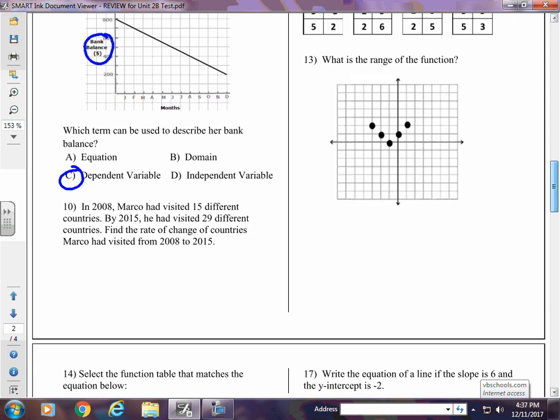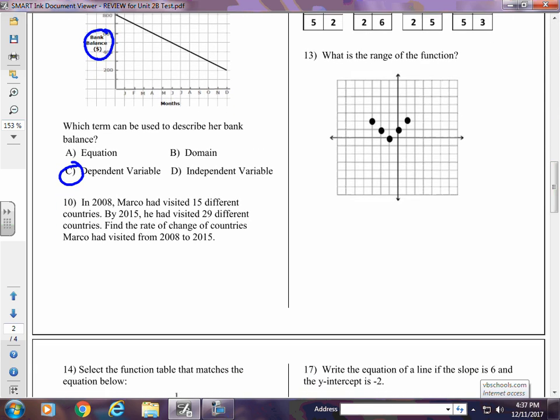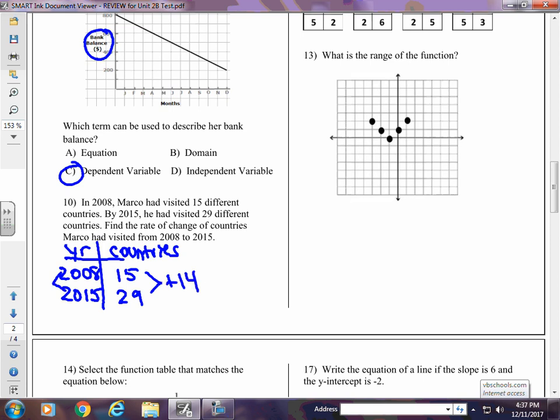Okay, for number 10, you have another rate of change problem, right? But you don't have any choices this time, so you need to make your table. We're dealing with years, and we're dealing with the number of countries. So in the year 2008, he had visited 15 countries. In the year 2015, he had visited 29 countries. So to get from 15 to 29, that's an increase of 14. From 2008 to 2015, that's an increase of 7. So it's y over x, 14 over 7, which means he visited 2 countries per year in that time frame.